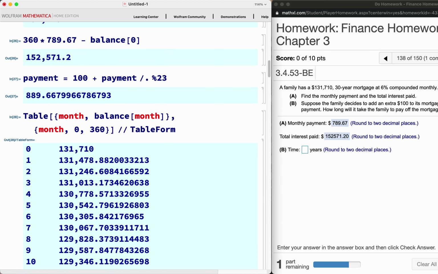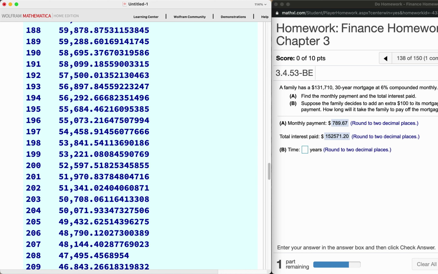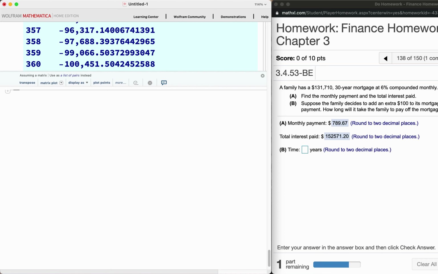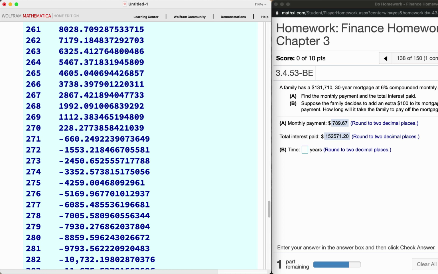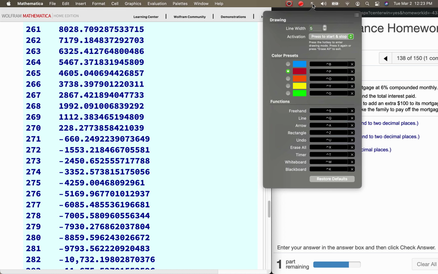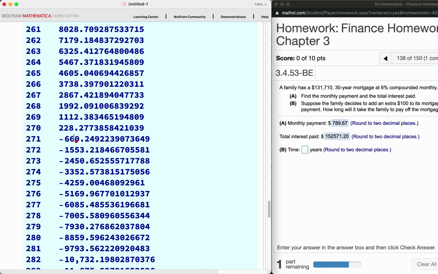Okay. So when do we actually reach 0? It's not going to be 360. It's going to be sooner, because we're paying an extra $100 every month. So we can see here, you can see that after about 270 months, your balance is zero. You owe $0. And so rather than paying off your mortgage after 360 months, you've paid off your mortgage after 270 months.